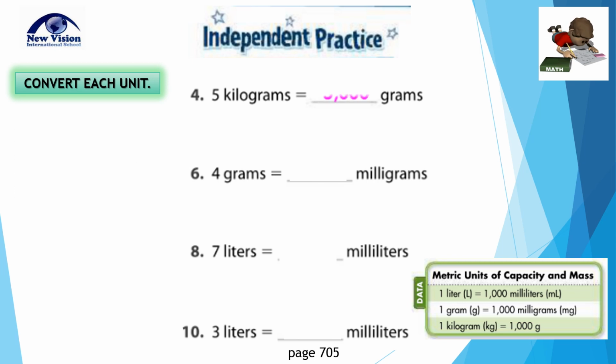Number 4. There are 5,000 grams in 5 kilograms. Number 6. There are 4,000 milligrams in 4 grams. Number 8. There are 7,000 milliliters in 7 liters. And number 10. There are 3,000 milliliters in 3 liters. Very easy, isn't it? Just multiply by 1,000. Did you get the same answers? Great!